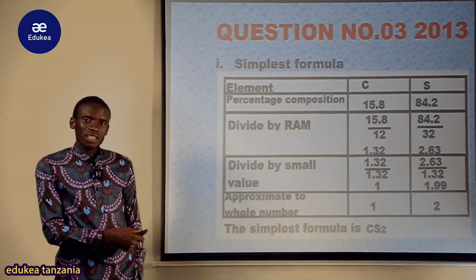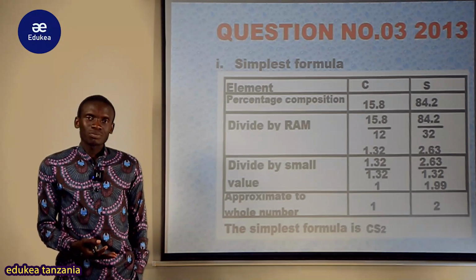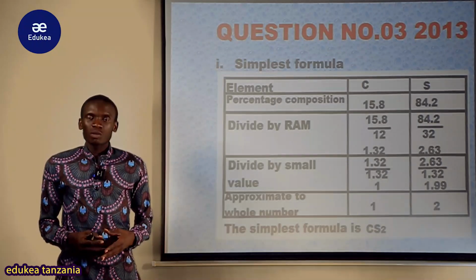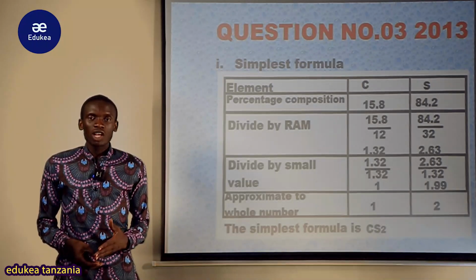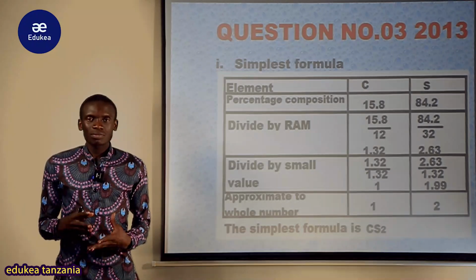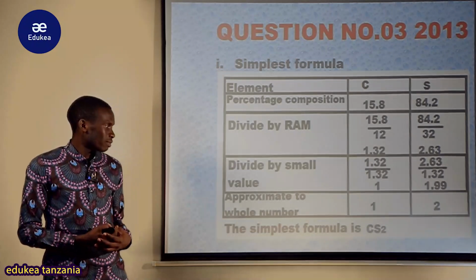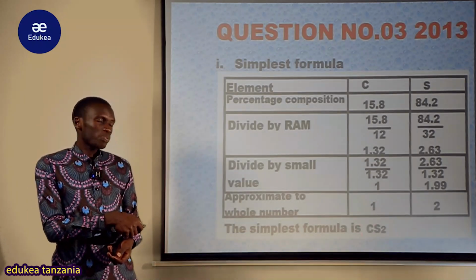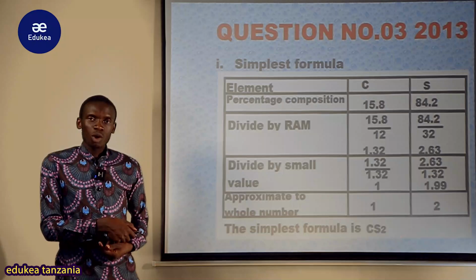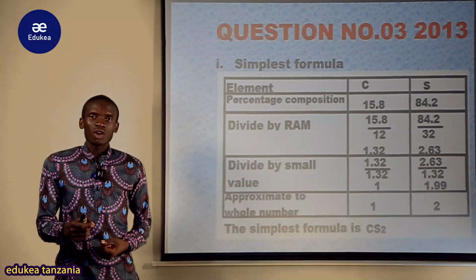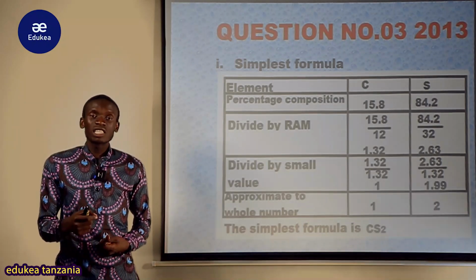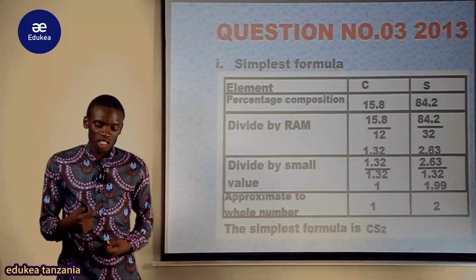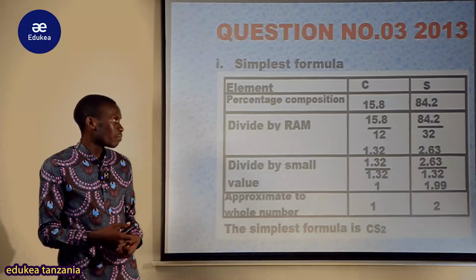CS2. The 1 here is not necessarily written, because once you write S2 it is known that C is one, so you are not required to write C1. So this will be the simplest formula, or the empirical formula. The simplest formula is the empirical formula. Make the definition: empirical formula is the simplest ratio of atoms in a compound.